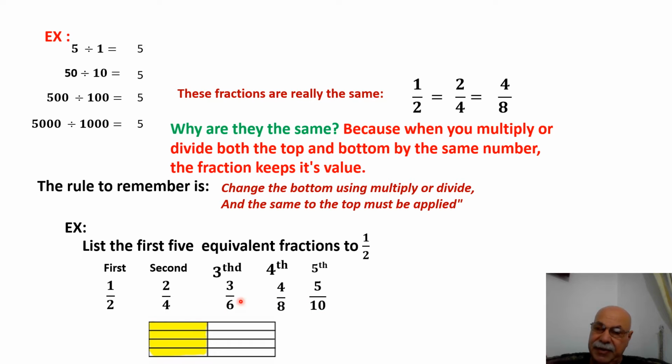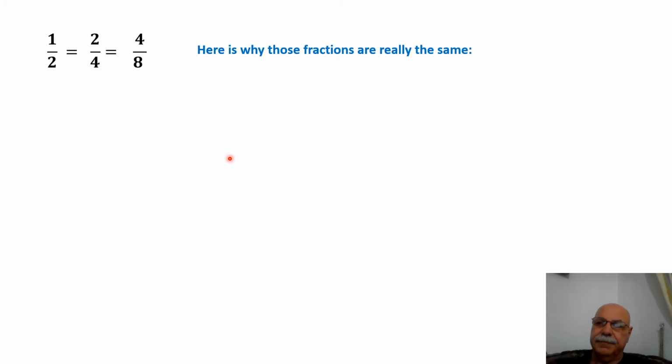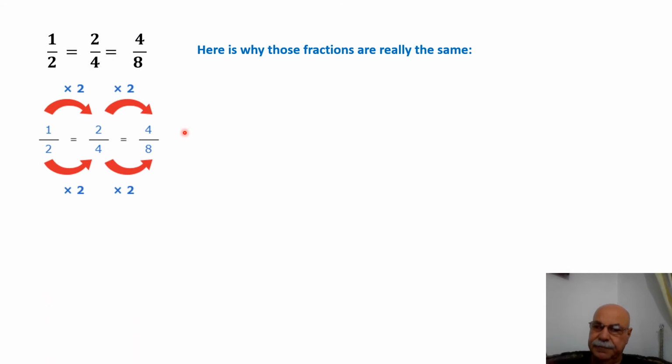When I divide any one of these, it gives me a half. This half, this half, this half, and this half. And this shape explains it. You can check it. Here I have this half too, because it is equivalent, a half for these two shapes. Here is why these fractions are really the same. These fractions are the same as a half.